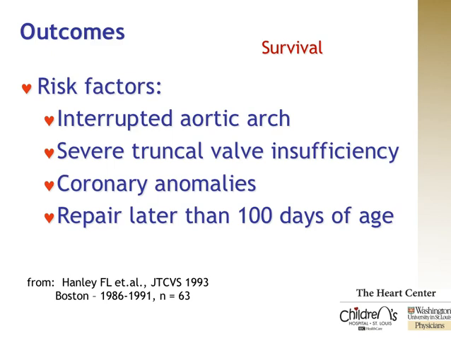Risk factors for bad outcomes have been reported. This is from a paper documenting Boston's experience during the early years of newborn repairs. Some of these kids were repaired right in the newborn period, but some a little bit later. This paper identified 4 risk factors for decreased survival. One was interrupted aortic arch, not surprising. One was severe truncal insufficiency, which ultimately led to attempts to manage that in the newborn period. Coronary anomalies were noted to be a risk factor, although in the paper they don't really describe what was anomalous about the coronaries that led to poor outcomes. And then repair later than 100 days of age.